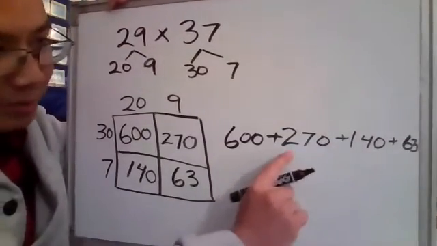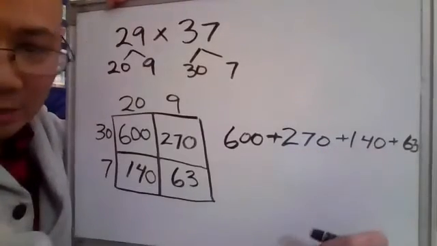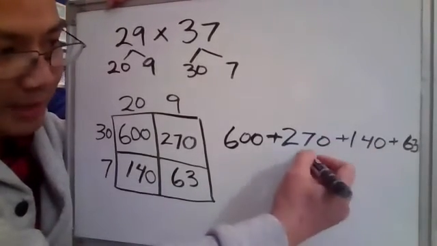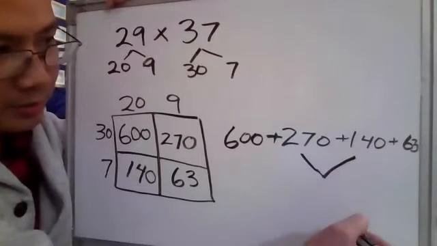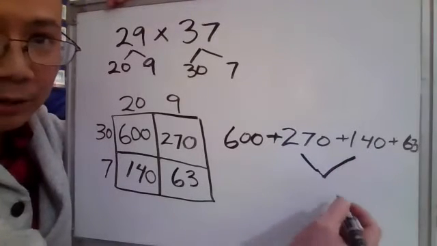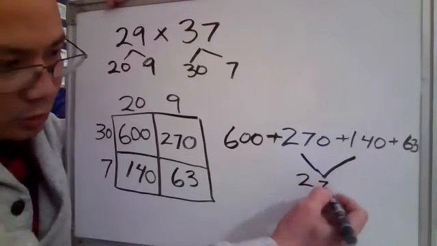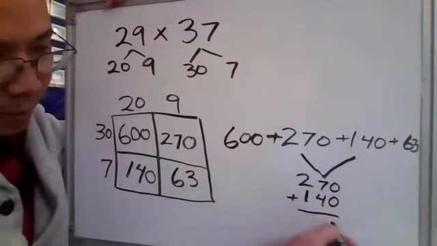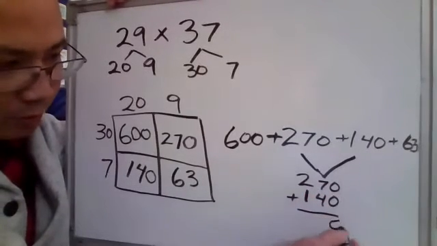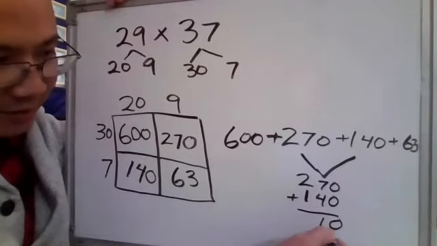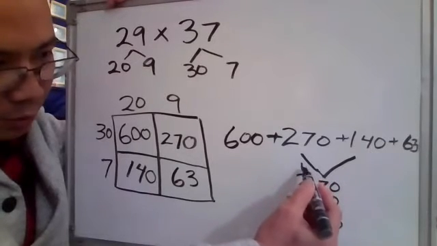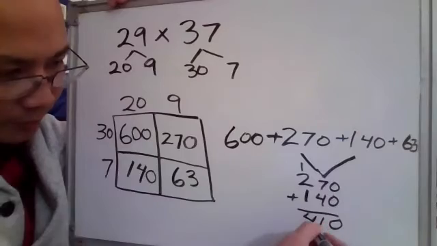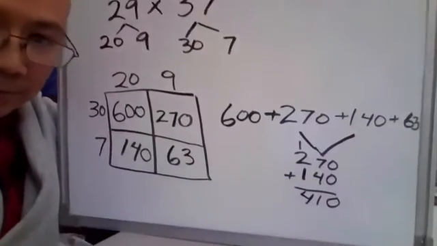Now I have 600 plus 270 plus 140 plus 63. Now what I want to do is I want to eliminate the middle numbers. So I'm going to add the middle numbers. 270 plus 140. This is a really amazing problem. 0 plus 0. 7 plus 4 is 11. 1 plus 2 is 3. 3 plus 1 is 4. And then you can double check.